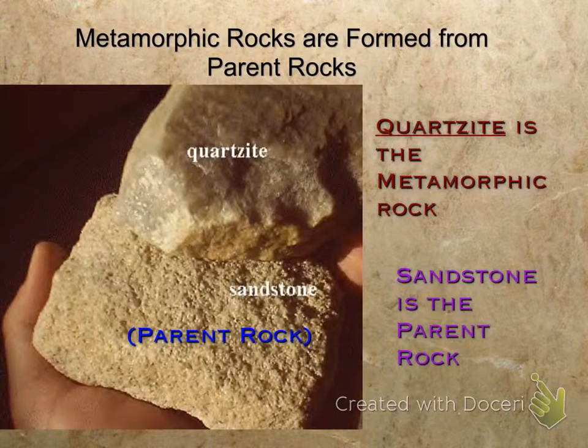So I said that metamorphic rocks form from parent rocks, which means that they have a certain rock that they were before, and then they were exposed to heat and pressure, and they become something else. So, for example, quartzite is a metamorphic rock, and sandstone is a sedimentary rock. So, sandstone would have gone through metamorphism under extreme heat and pressure and turned into quartzite.